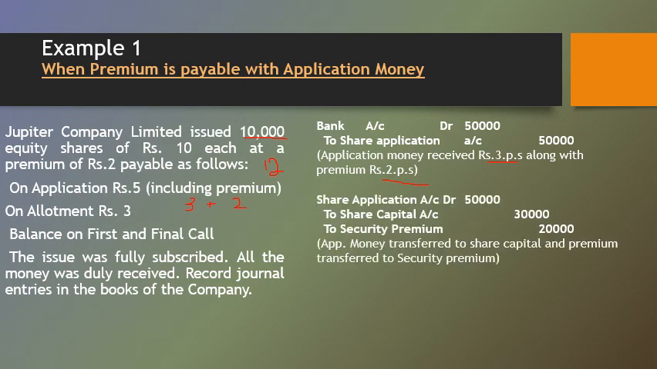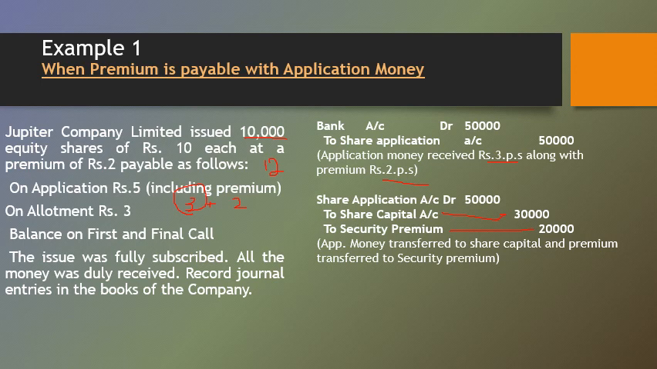Then on the transfer of the share application, the actual application money is rupees 3 after deducting the premium. So this 3 rupees should be transferred to the share capital. So 3 into 10,000, 30,000 is transferred to share capital. Then the remaining 2 rupees is to be transferred to the security premium account or security premium reserve account. So the remaining 2 rupees for the 10,000 shares, 20,000, is transferred to the security premium account.